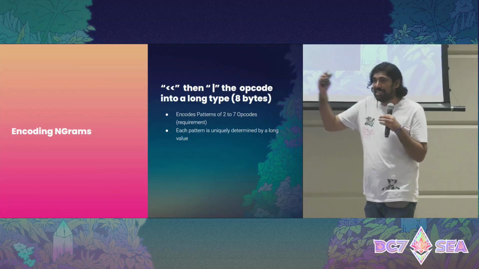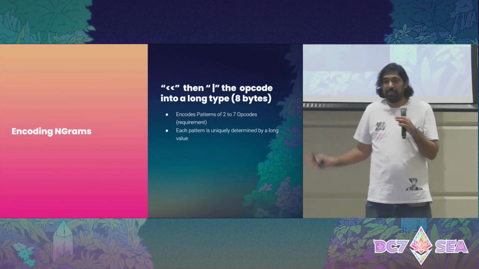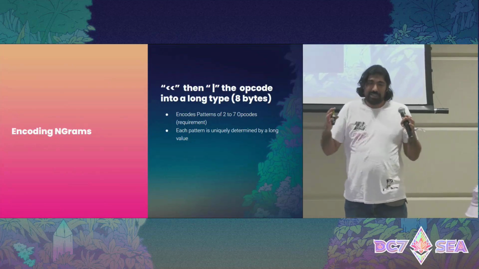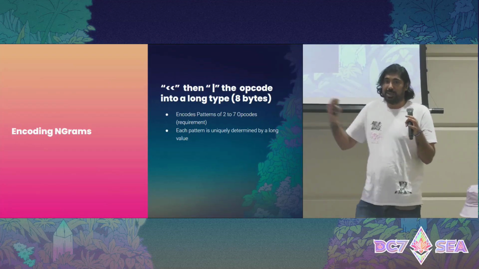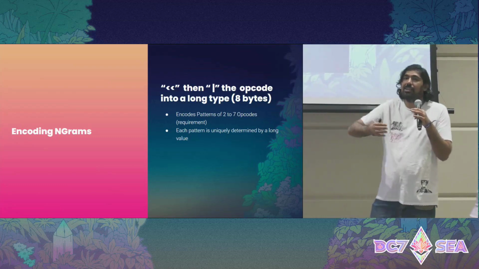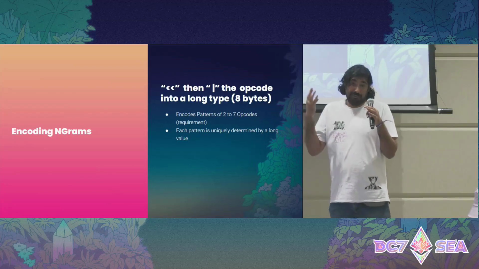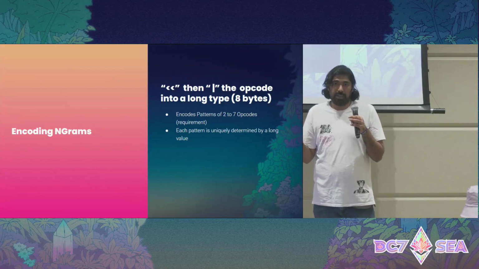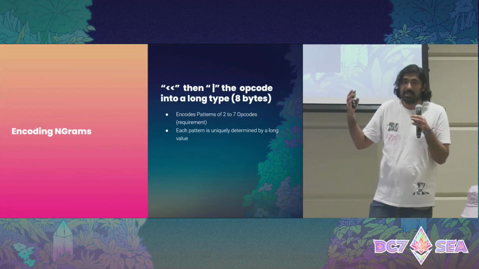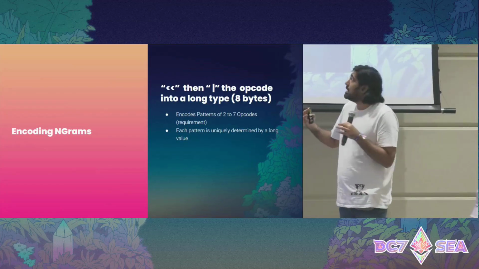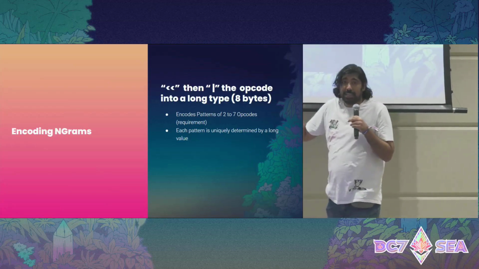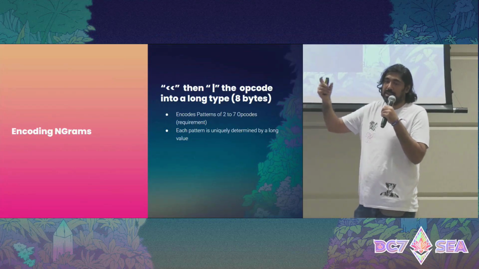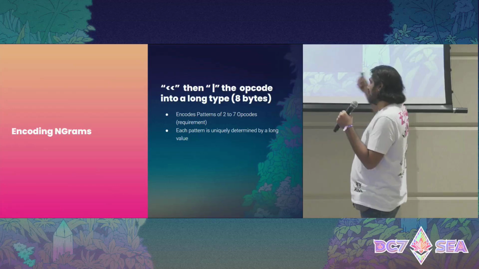As the opcodes are coming in, we left shift the previous opcodes and then OR with the next opcode, and we encode it into a long value. Because a long value has 8 bytes, it can encode 8 opcodes. And if you use one of the data types that is common in clients, like a 32-byte data type such as UInt256, technically it could go up to a 32-opcode n-gram size.